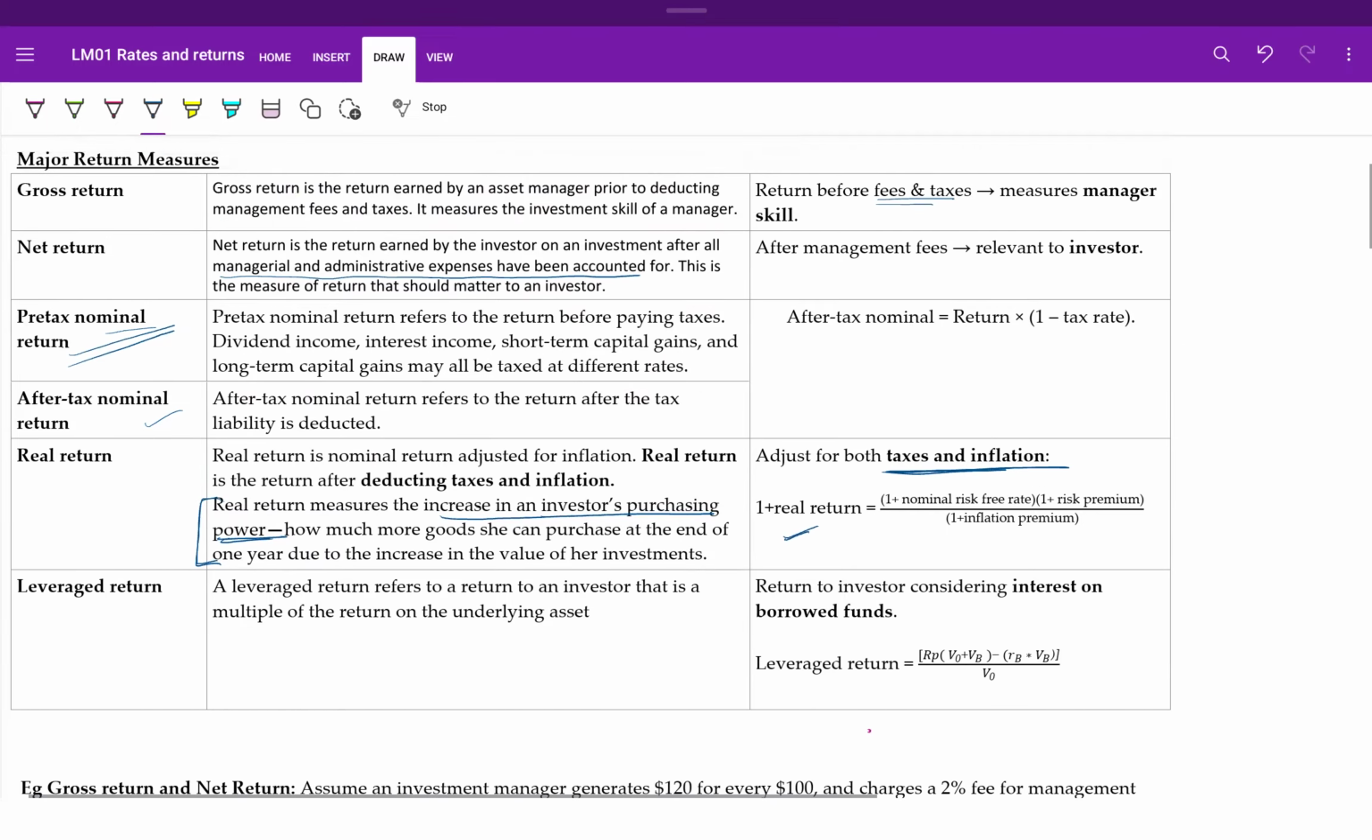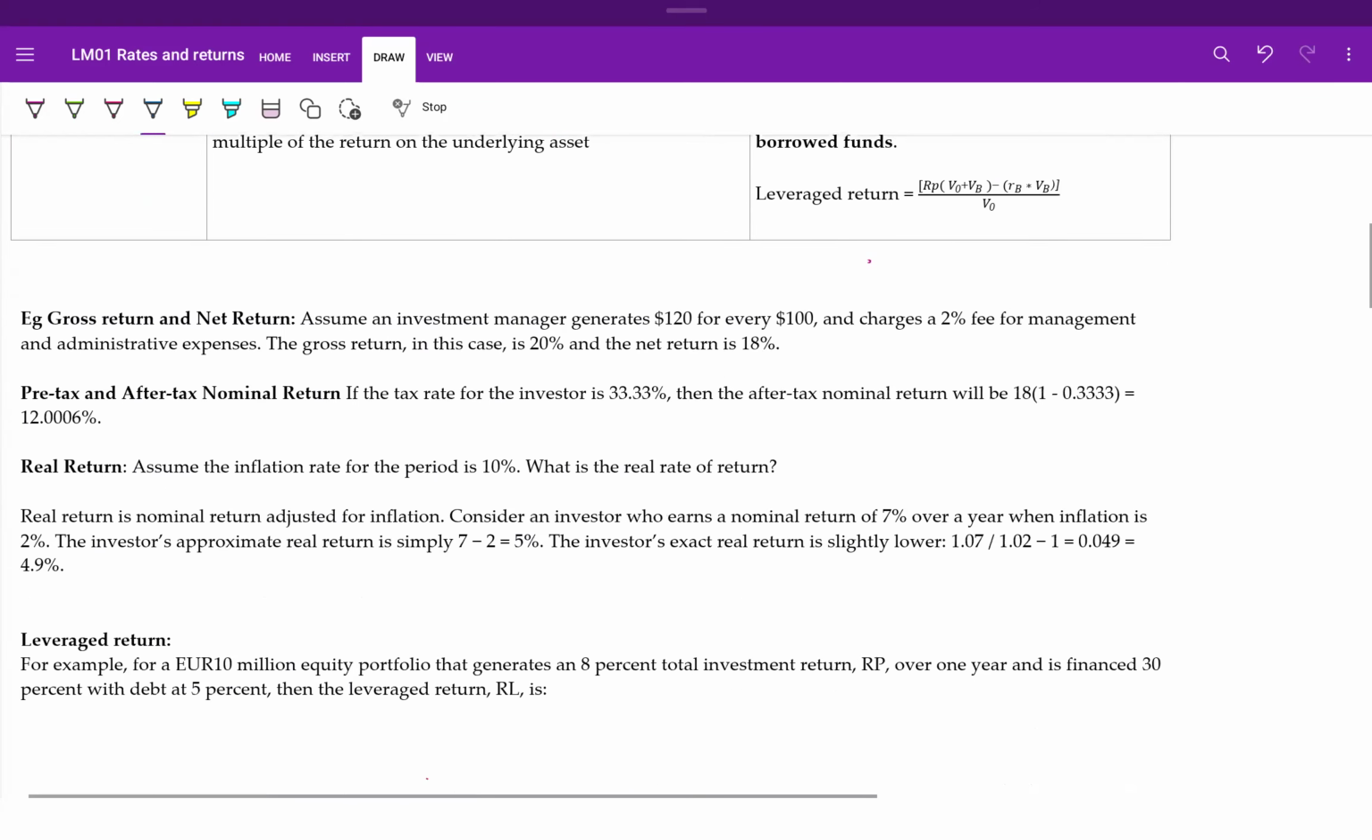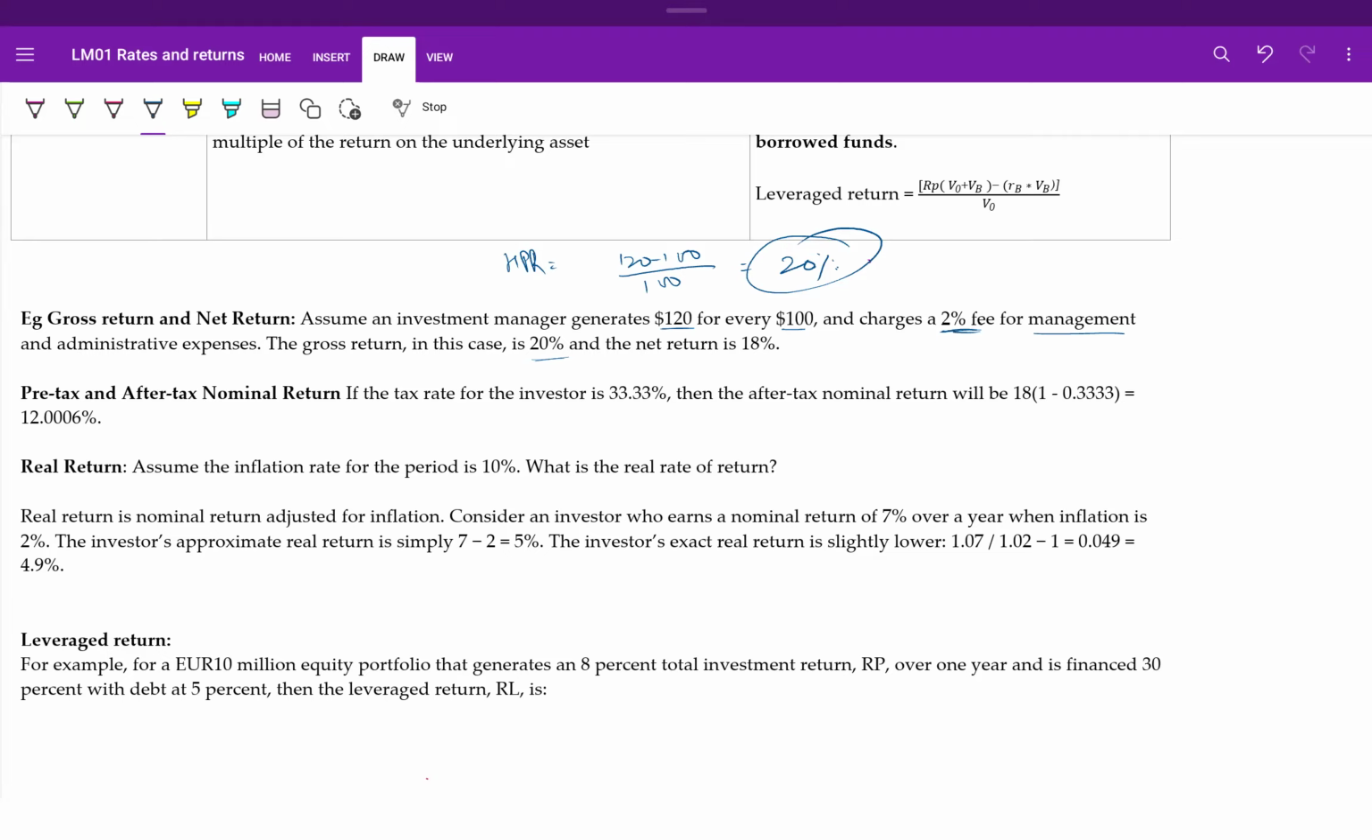Before we start with leverage return, let's apply these concepts in an example. There is an investment manager who generates $120 for every $100 and charges a 2% management and administrative fee. So the gross return in this case is 20%. How? We calculate the holding period return: 120 minus 100 divided by 100 gives us a 20% holding period return. Out of this 20%, we subtract the 2% management and administrative fee, so we get a net return of 18%.